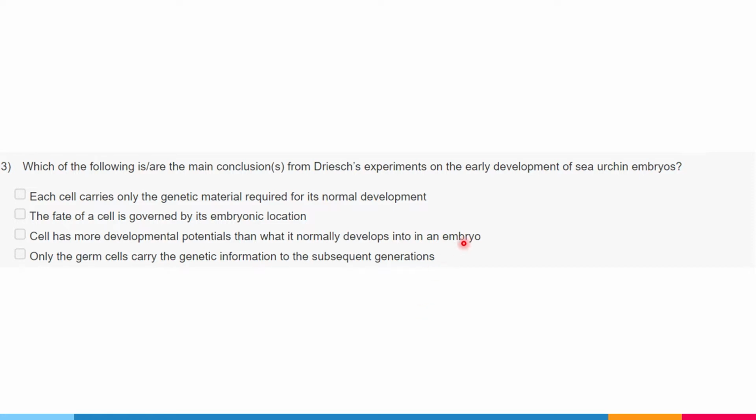So the question is, which of the following conclusions can be drawn from these experiments? That each cell carries only the genetic material required for its development. The fate of the cell is governed by its embryonic location. Cells have more developmental potential than what they normally develop into in an embryo, and only germ cells carry the genetic information to the subsequent generations. So I would ask everyone to try and answer this.